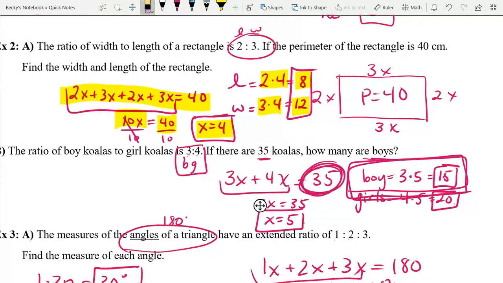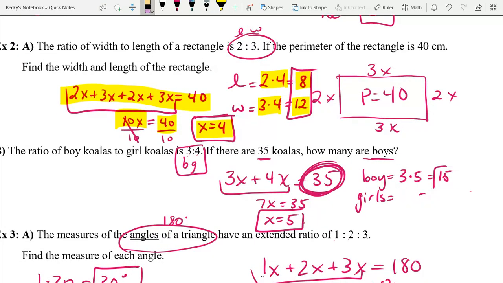All right, so let's try this next one. And here, let's get rid of a couple things. This is the ratio of boy koalas to girl koalas is 3 to 4. If there are 35 koalas, how many are boys? Now, I always like to label. So notice I put the B and the G here for boys and girls. This is my total. So I'm going to take my ratio and put an X next to each one. So I have 3X plus 4X, and it equals 35. So 3X and 4X is 7X, and then divide and get 5.